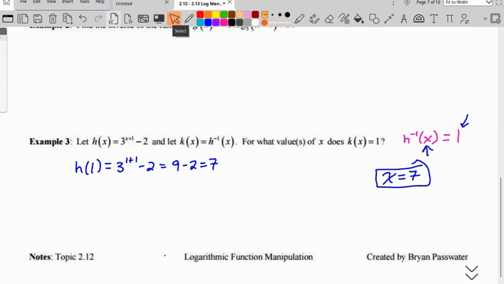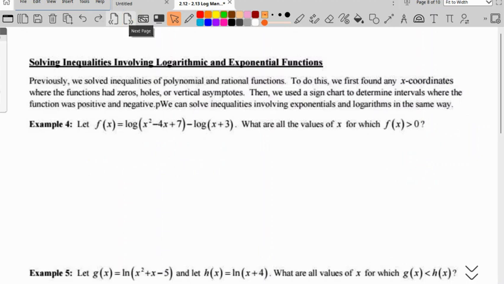All right, so let's talk about inequalities. And here's where we're going to get to do some robust work. So we ready? All right, so previously we solved inequalities of polynomials and rational functions. To do this, we first found any x-coordinates where the function had zeros, holes, or vertical asymptotes. Then we used a sign chart and we tested each interval of the domain. Do you guys remember that? Okay, and that's the same thing we're going to do with inequalities. They say it's even easier with inequalities. I don't know that I think it's easier, but it is the exact same process.